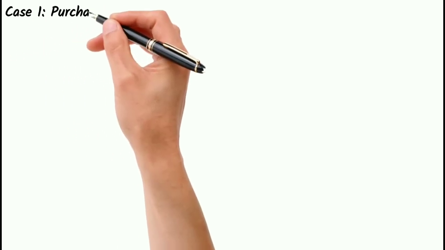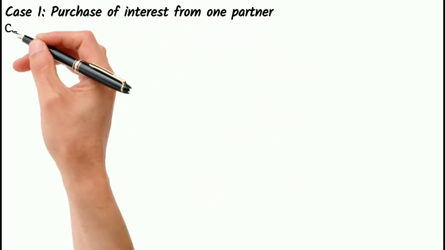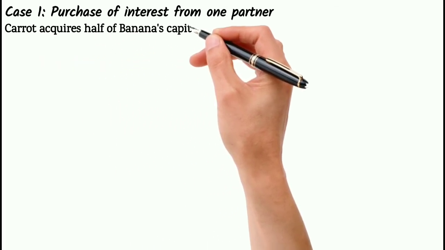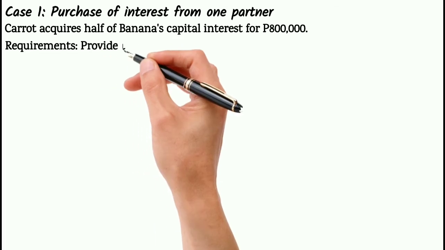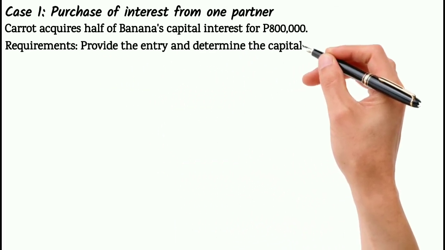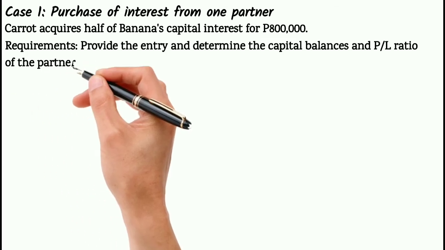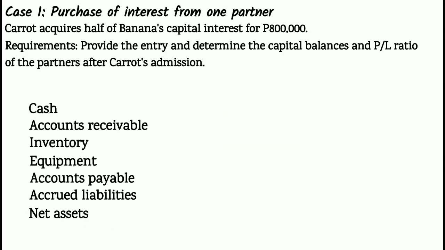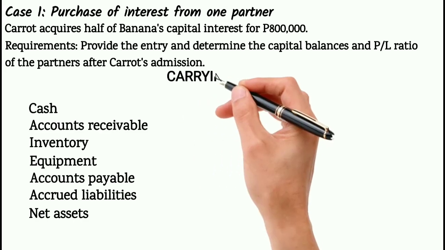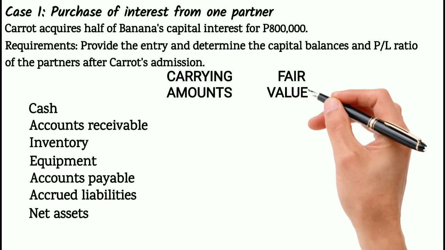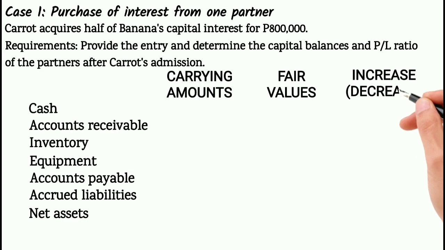Unahin natin yung case 1, purchase of interest from one partner. Carrot acquires half of Banana's capital interest for 800,000 pesos. In this case, the requirements are provide the entry and determine the capital balances and profit or loss ratio of the partners after Carrot's admission. First, we have to restate the assets and liabilities into their fair values. So prepare 3 columns for carrying amounts, fair values, and increase or decrease.